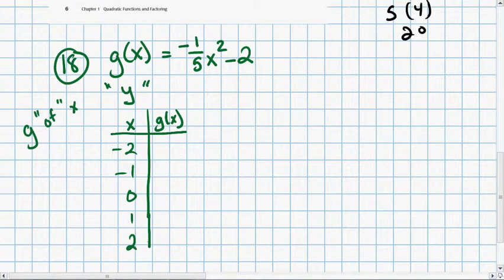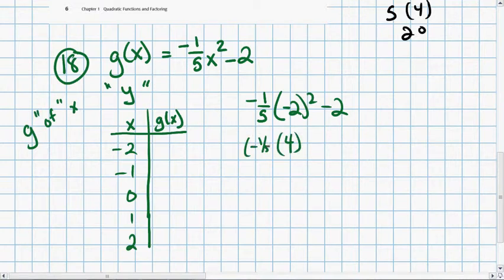All right, so I've picked some x values. I need to get some g of x values next, and I'll do it the same way I did the other problem. I'm just going to substitute each one of these x values into my equation. So -1/5 times -2 squared minus 2. So that'll be my first value. When x is -2, I want to find g of x. Remember, order of operations says square, then multiply, then add or subtract. So -2 squared is 4.